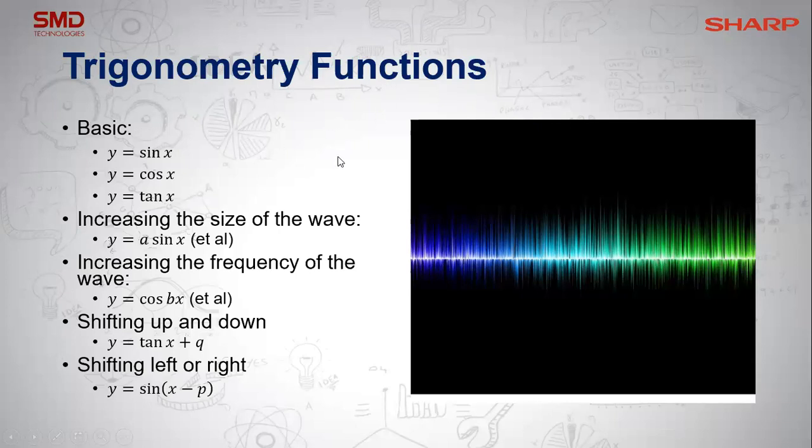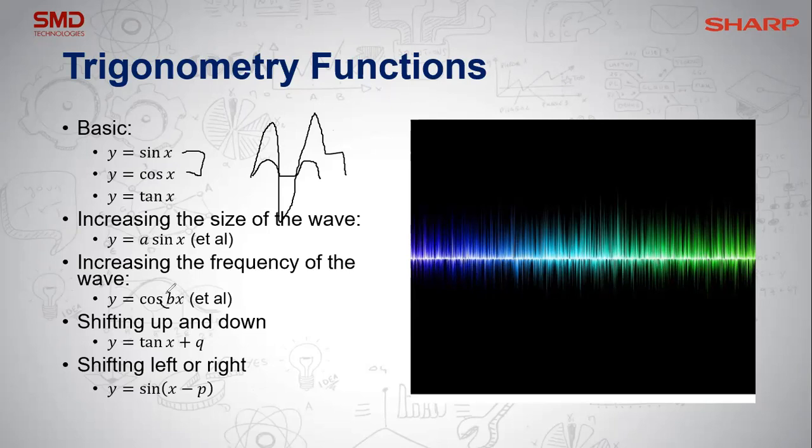Then for your trigonometry functions, so your basic functions such as sine, cos, and tan, learn the shape of them. Learn where they start and what they're supposed to look like. Then remember, when you want to increase the size of your wave, sine and cos fall between 1 and -1. So when you multiply it by something in the front, it takes this and does this. That's what A does.